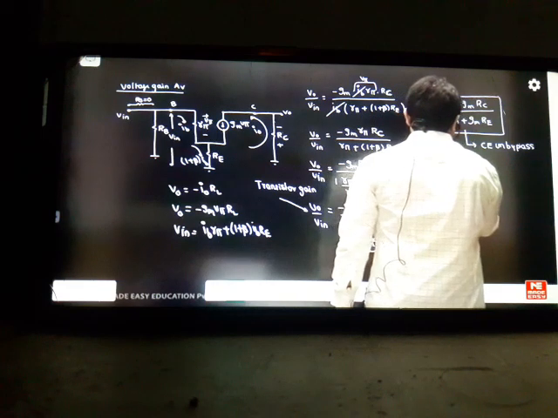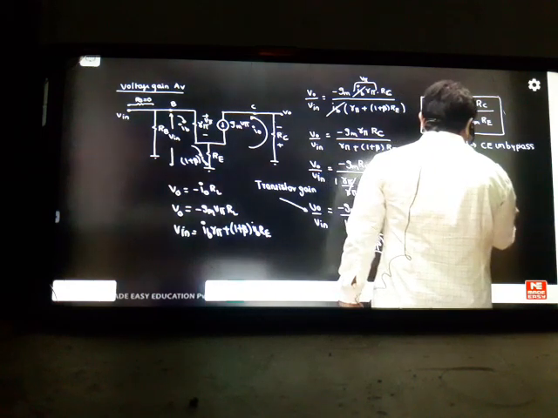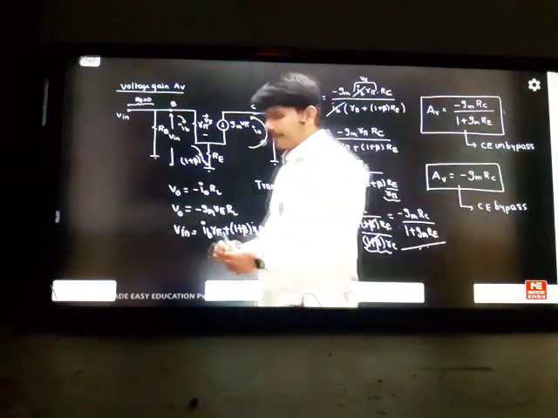And the AV formula you can recollect previously, we got only minus Gm into Rc. This is the formula for common emitter bypass. So nothing to have a hard practice here. Very simple things to remember and recollect.